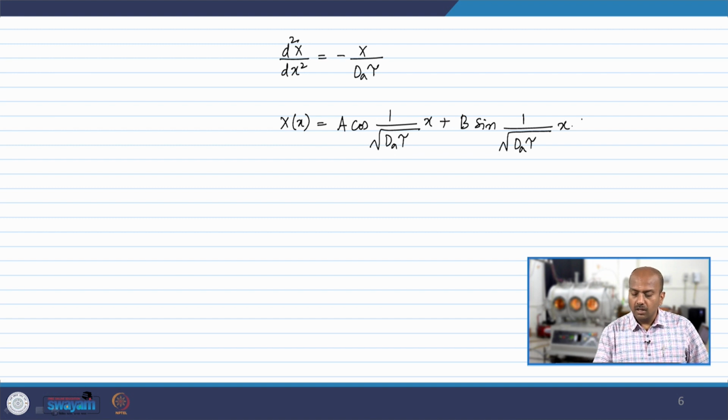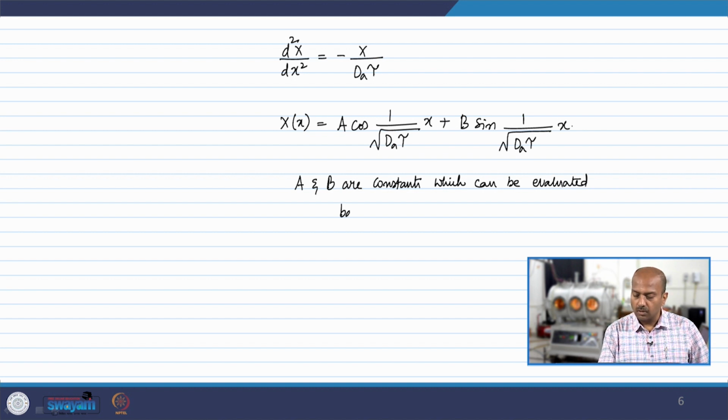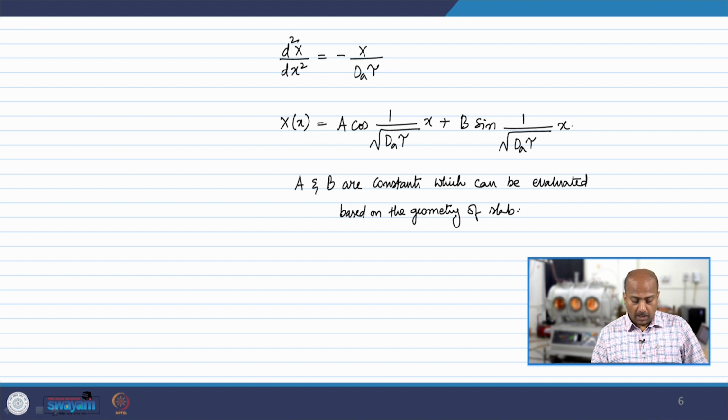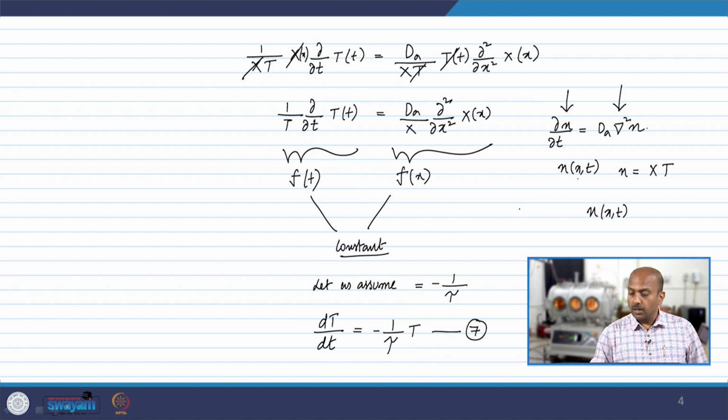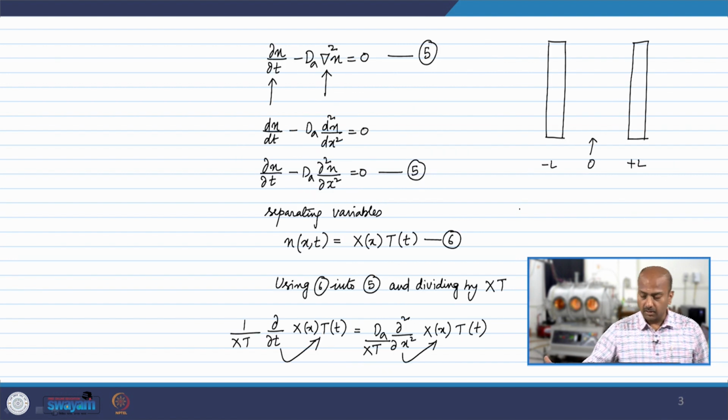Now, what are A and B? A and B are constants which can be evaluated based on the geometry of the slab where the plasma was generated. Now, how did we make the geometry of the slab? This is how the slab is.